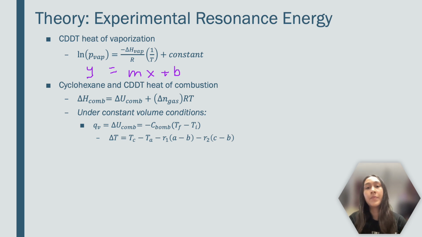Because the initial and final temperatures are not stable, a correction equation for delta T is utilized. 5 points are used along the temperature versus time graph. Point A is the time of firing the bomb. Point B is the time of 60% of the total temperature change. Point C is the time of maximum temperature. Point I is the time of initial temperature, and point F is the time of final temperature.